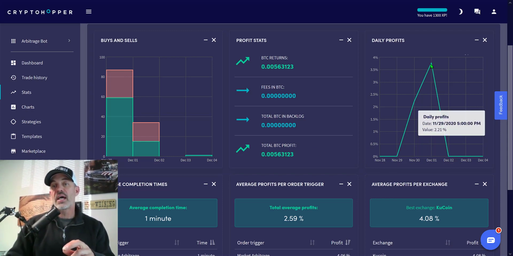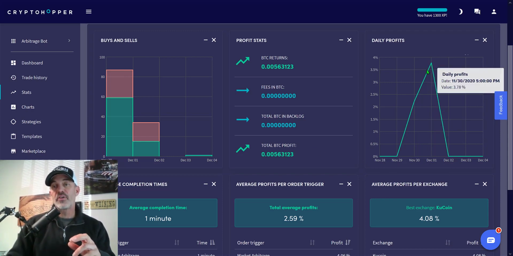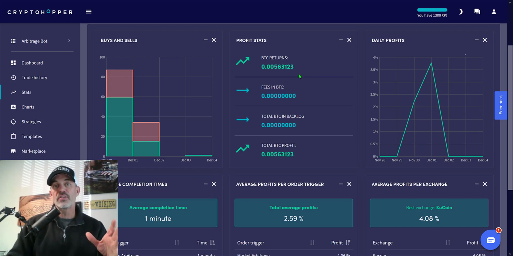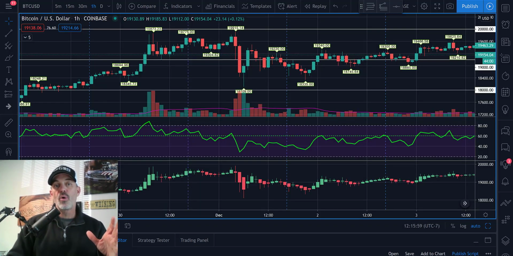And you can see I really had a spike around December 1st of where the majority of the profits came from. And that would correspond to this volatility we saw in the market right here. This big sell-off and a big V-shaped recovery. That is where the majority of the arbitrage opportunities sprung up and the bot took advantage of.